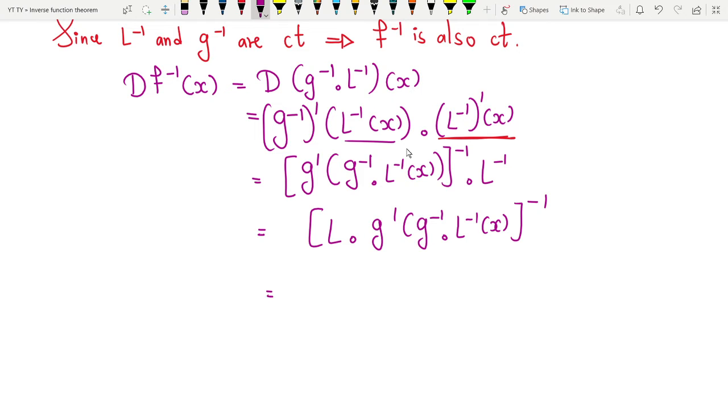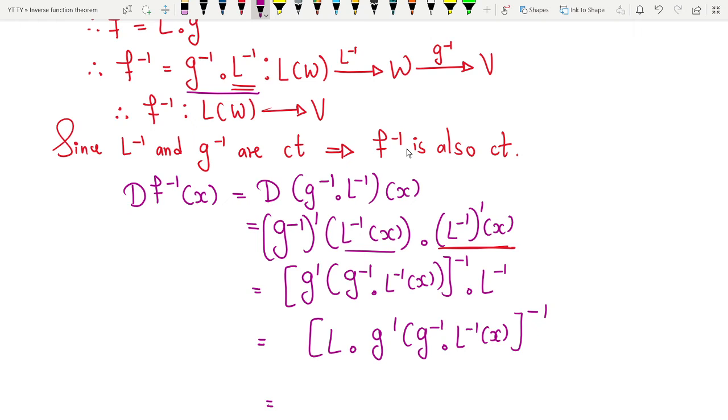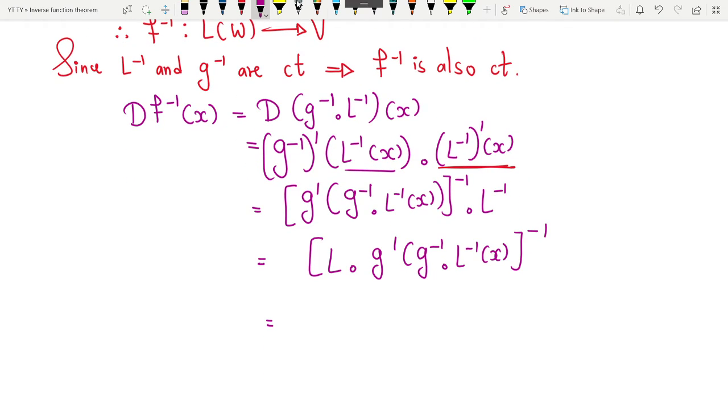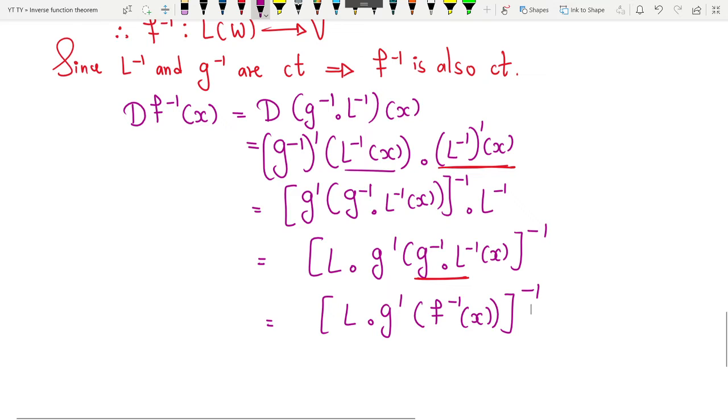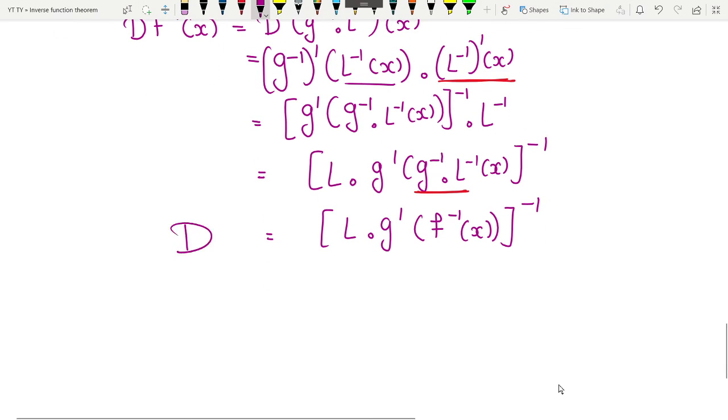Now what we know is, we know F inverse is what? F inverse is nothing but G inverse L inverse. So this G inverse L inverse could be replaced by F inverse. So in the next step I can write this is L composite G dash at F inverse of x and whole inverse. Now the only observation left is nothing but what we have on this side. We have derivative of f at x, f inverse of at x. The only observation that is left is nothing but this. What is the same as? L composite G dash.